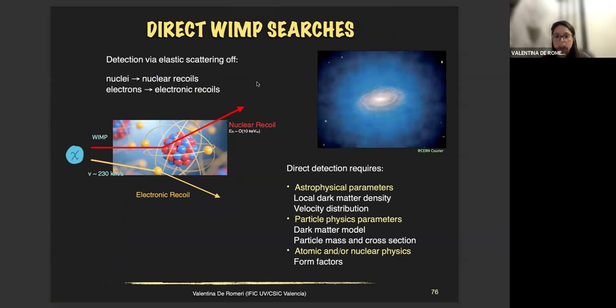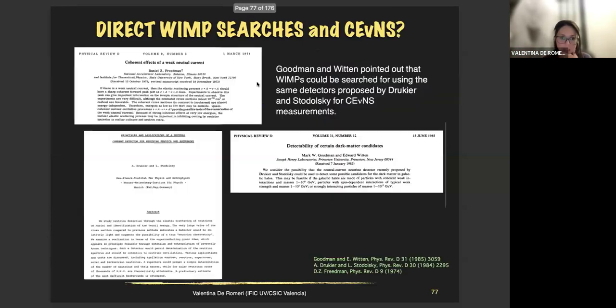In order to compute the rates of these WIMP searches, we need to know some astrophysical parameters, in particular the distribution of dark matter in the galaxy, particle physics parameters, at least the particle's mass and the cross-section that we expect from the typical dark matter model, and some nuclear physics, for instance, concerning form factors.